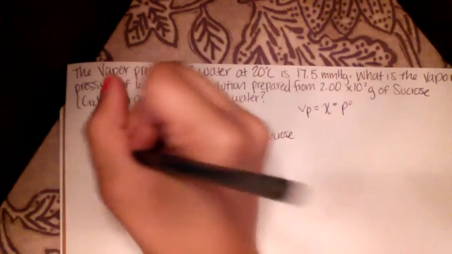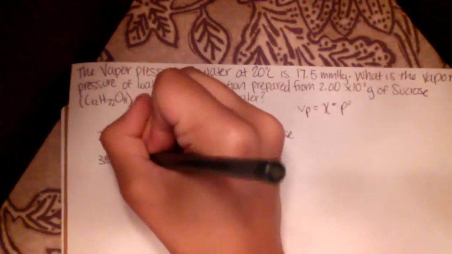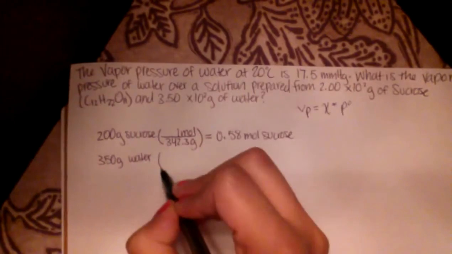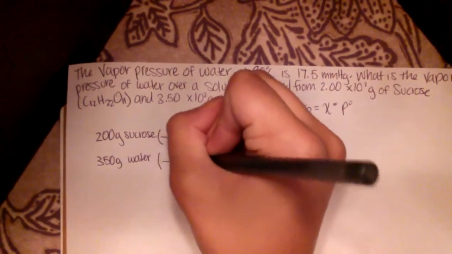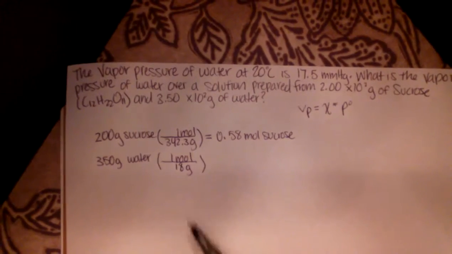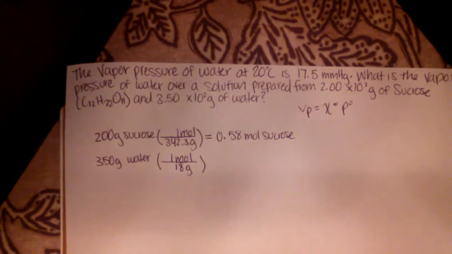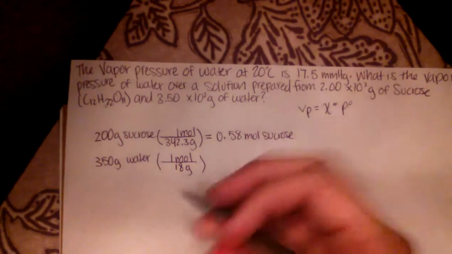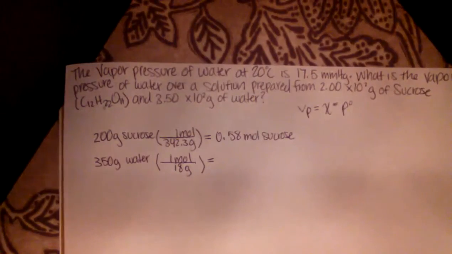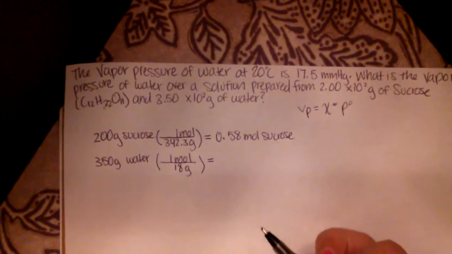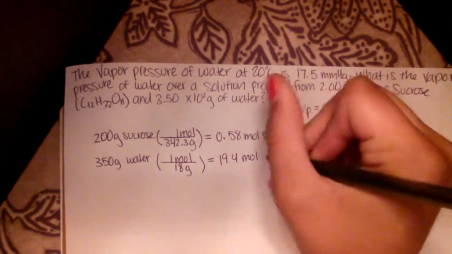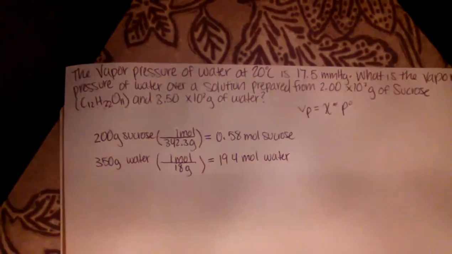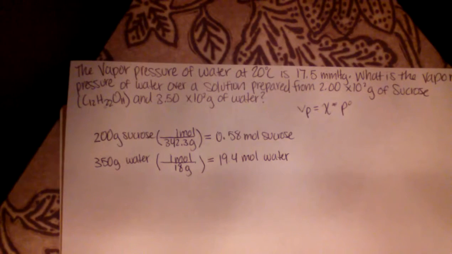So again, 350 grams of water. You want to find the mole value, so you multiply it by its molar mass, which is 18 grams per mole. I think it'd be really easy to just remember that value because a lot of times you're going to need to know the molar mass of water, so having that value by memory is pretty helpful. And then you multiply that together and you're going to get a mole value of 19.4 moles of water.